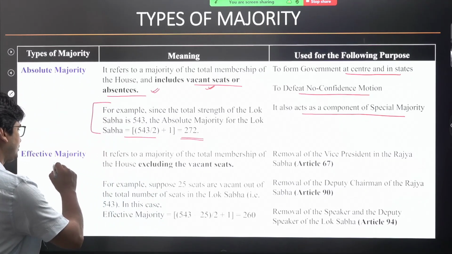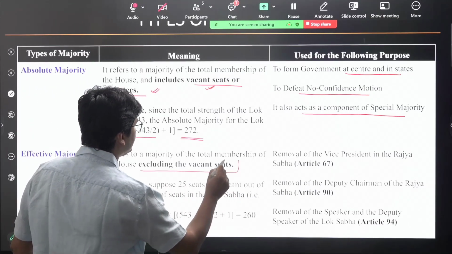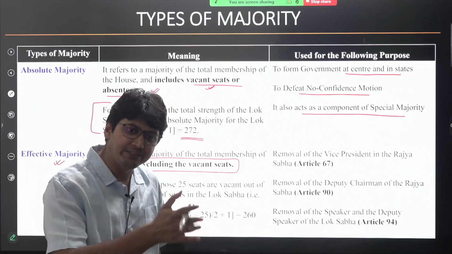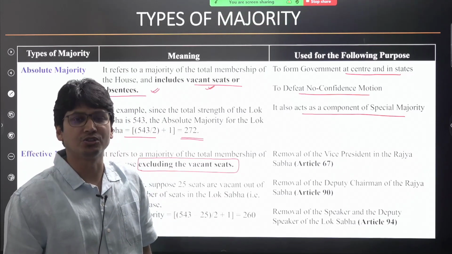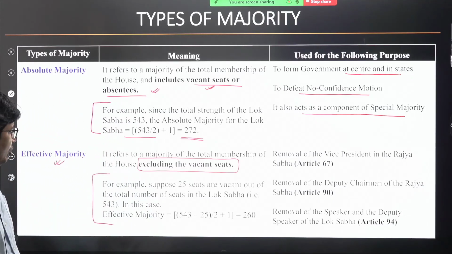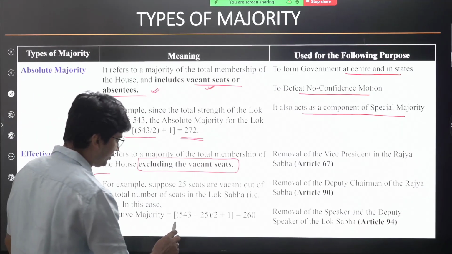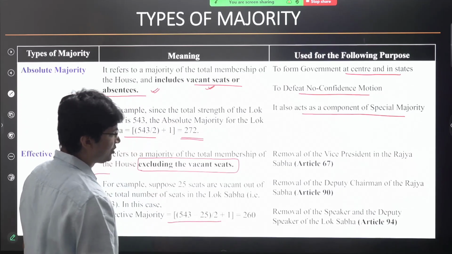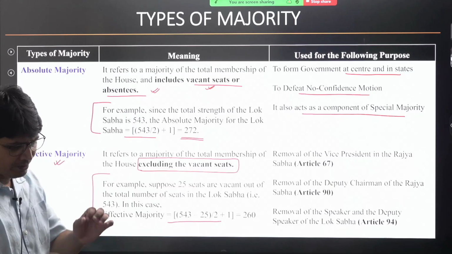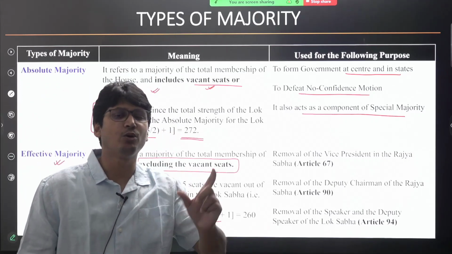Effective majority. Now it refers to a majority of the total membership of the house excluding the vacant seats. If the seats are vacant, then they will not be included while counting the votes. How is it calculated? For example, suppose 25 seats are vacant out of the total number of seats in Lok Sabha. So in this case, effective majority is equal to (543 minus 25) divided by 2 plus 1, which is equal to 260. So basically, whatever the number of seats that are vacant will be subtracted from the original number of seats.